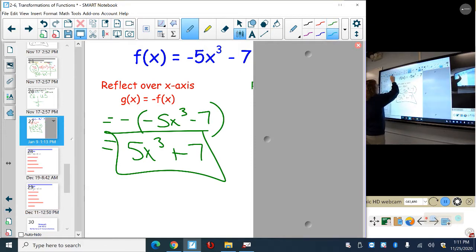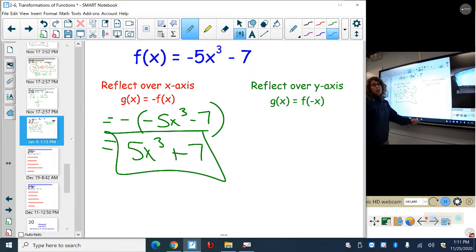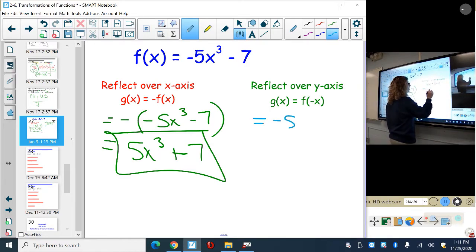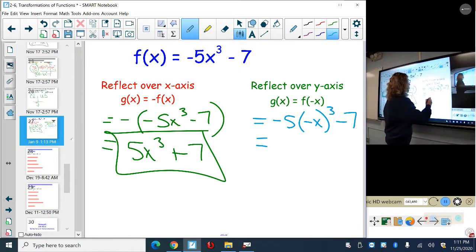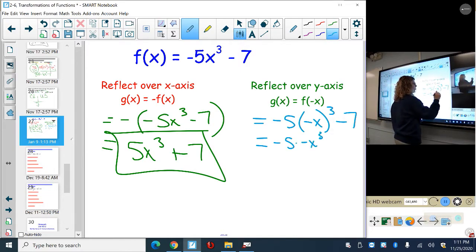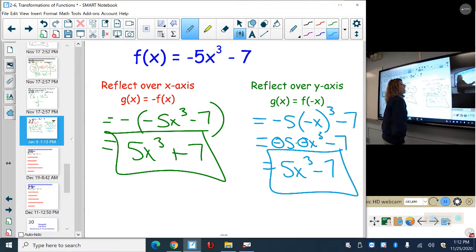However, now I want to take the same exact function and reflect it over the y-axis. Well, that means I am going to replace x with a negative x. So a negative times a negative is a positive, times a negative is a negative. So this is going to be -5 times -3x cubed. A double negative creates a positive, and that is reflected over the y-axis.